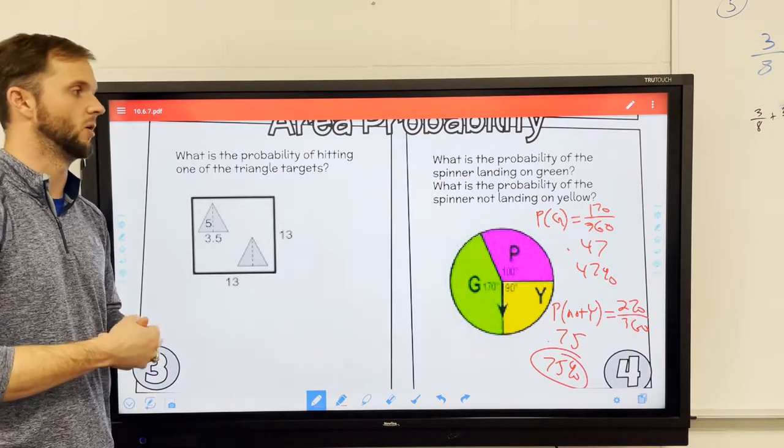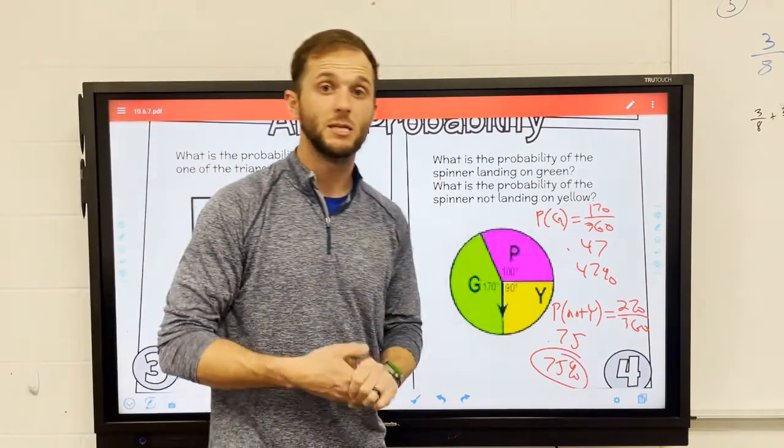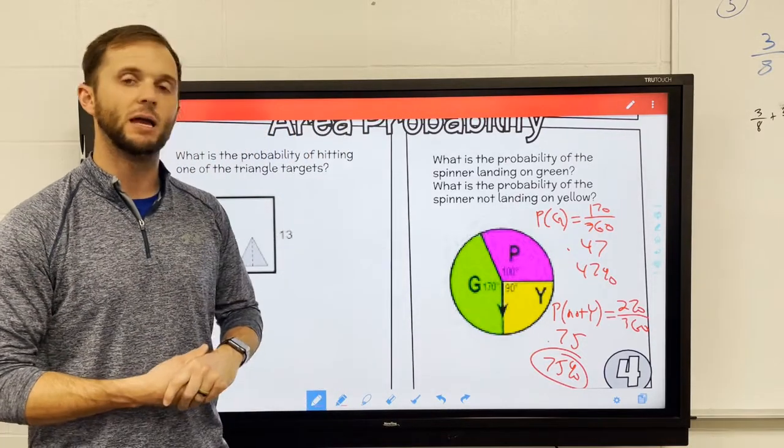That's all you need to make sure you understand when you're dealing with probability. So ladies and gentlemen, this is taking area and applying it to probability.